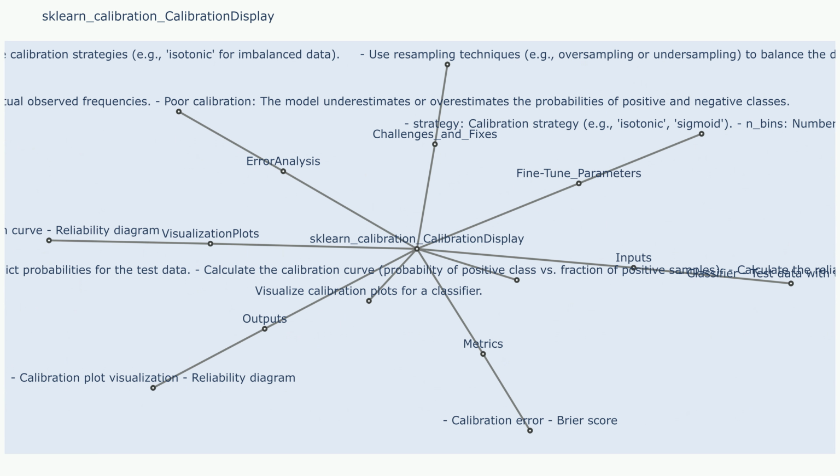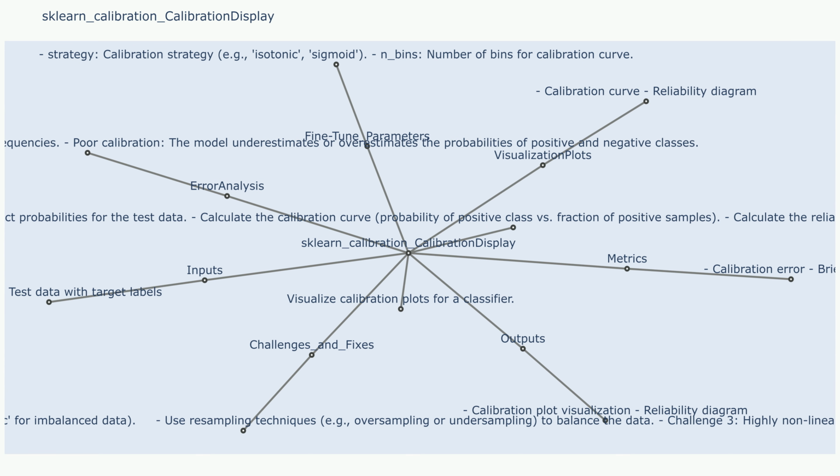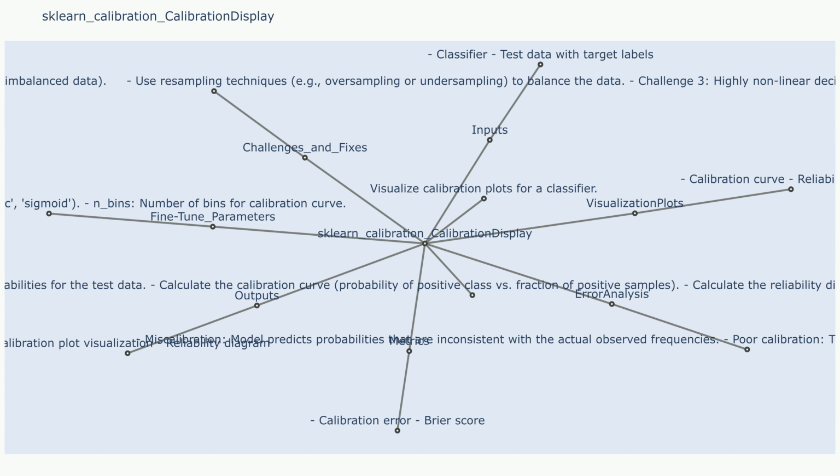Visualization plots. Calibration plot. The primary visualization is the calibration plot itself. It's a scatter plot or a line plot showing the predicted probabilities on the x-axis and observed frequencies on the y-axis. The ideal scenario is for the points to fall close to the diagonal line, indicating good calibration. Confidence bands. These bands are often added to the plot to show the uncertainty around the calibration curve.